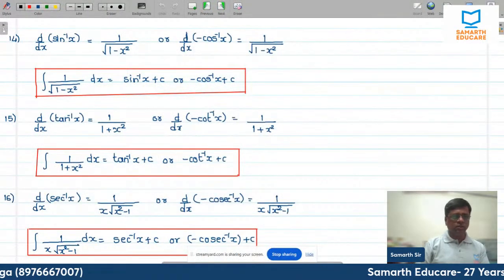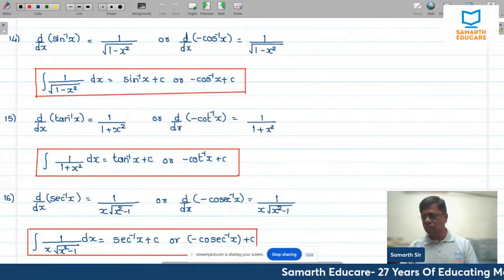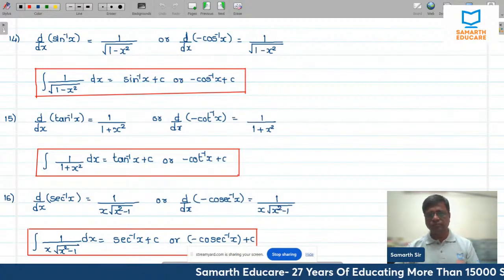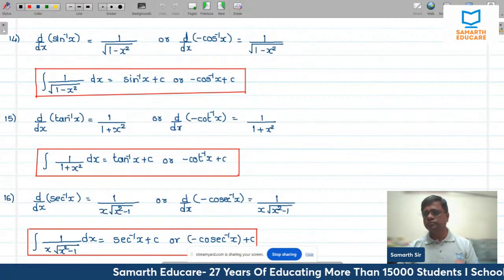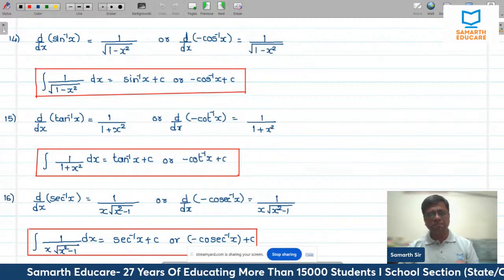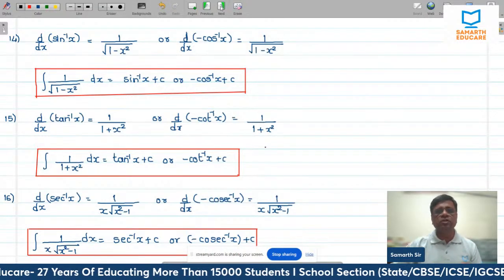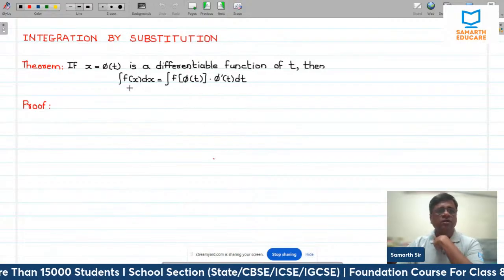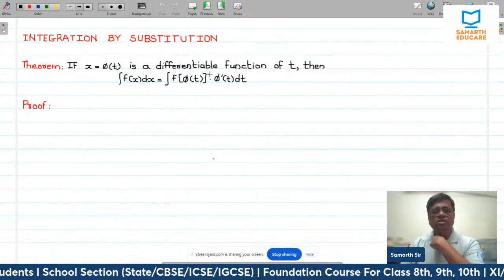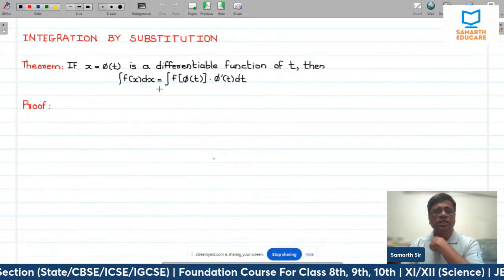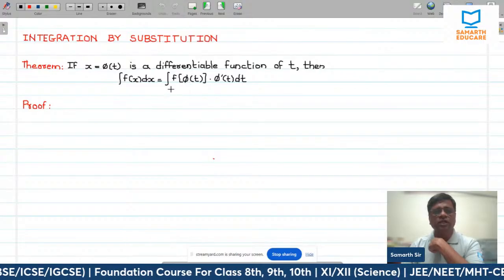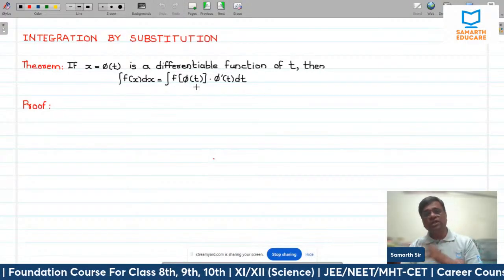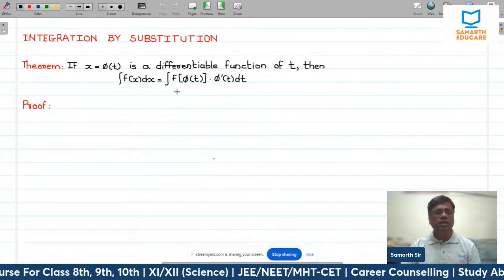All right, this is something we did yesterday. Okay, let's begin with today's class, that is the integration by substitution theorem. If x is equal to phi of t is a differentiable function of t, then integration of f of x dx is equal to integration of f of phi of t into phi dash t dt, right?